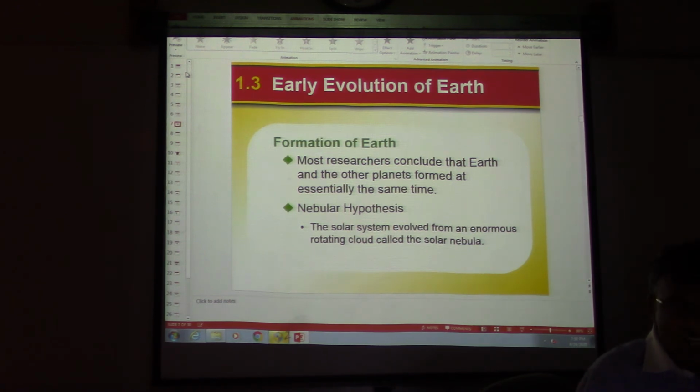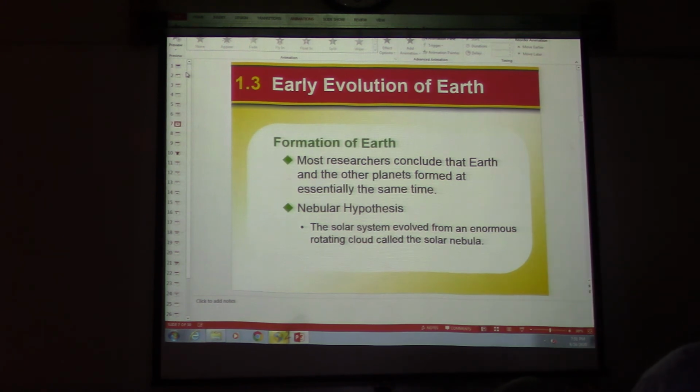According to the evolutionists, the planets were formed at the same time as the other planets. This theory is called, this is an important quiz question, the nebular theory. So according to the nebular theory, all the planets originated at the same time along with the earth. What is that theory? The nebular theory says that the solar system has evolved from an enormous rotating cloud. And that rotating cloud is called, again a quiz question, a solar nebula.